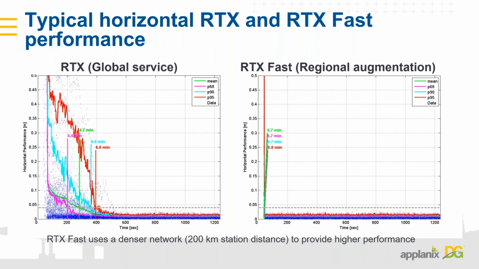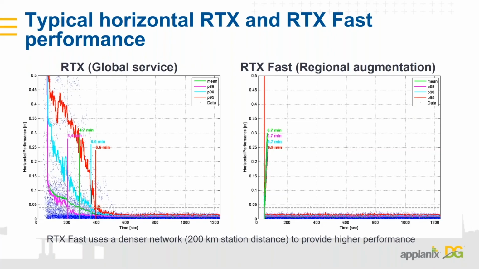We've got our confidence level at 68%, which is the pink line. Again, it is going under the 5 centimeter level at 3.4 minutes. Then looking at the confidence level of 90, again, that's hitting at 6 minutes, and then by 6.6 minutes, we have a 95% confidence interval that it's under the 5 centimeter error. And that's specifically for horizontal performance.